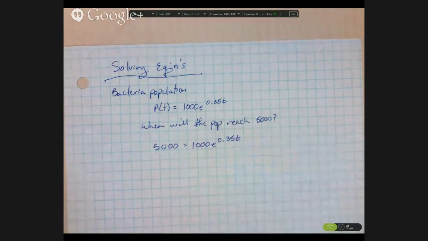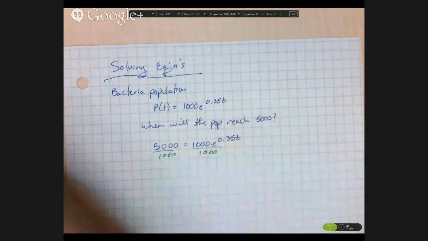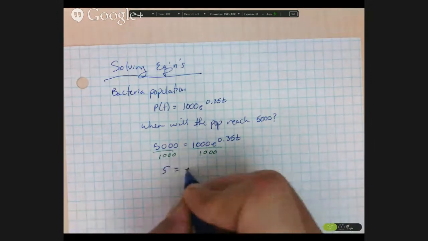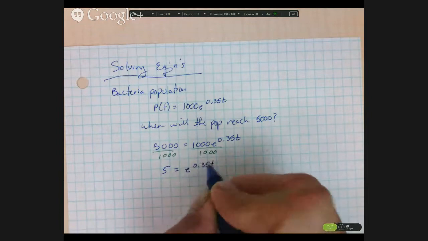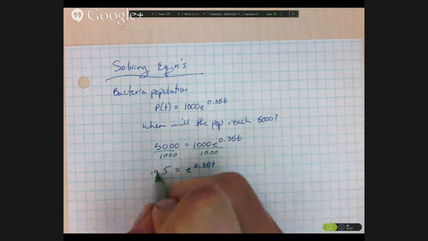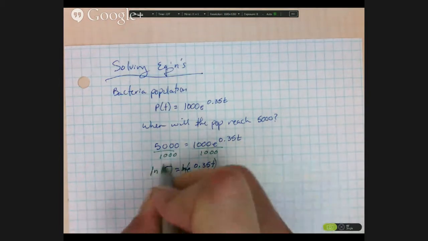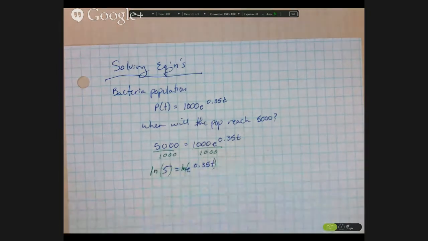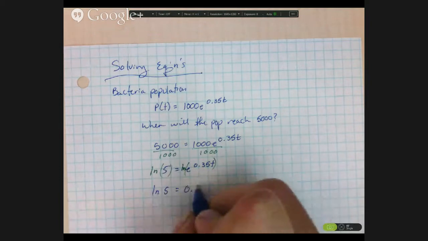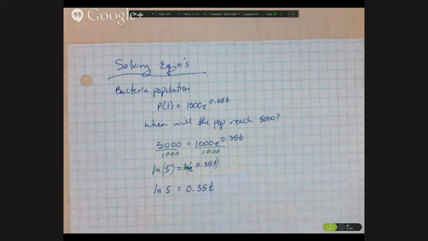All right. Our first step, so we get 5 equals e to the 0.35 t. This is where logs become really handy. We're going to take a ln on both sides here. So we have the natural log of 5 equals 0.35 t, because these two get rid of each other. They're inverses.